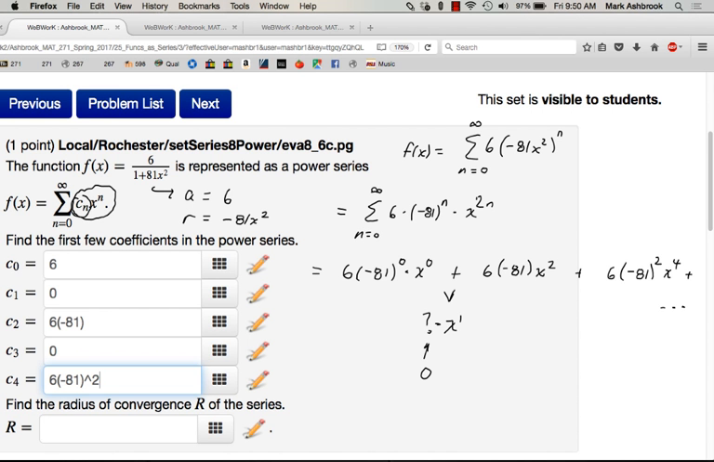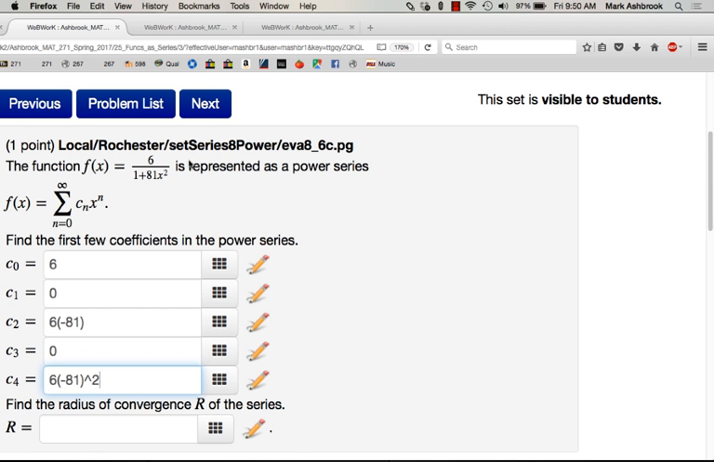Questions on number 3? Anybody have a question on this one? Can I erase? Okay, next problem.